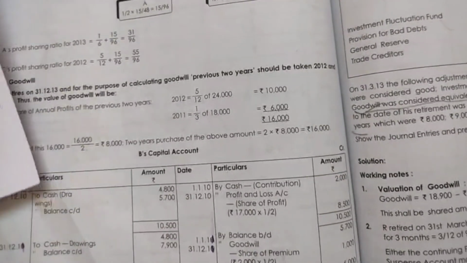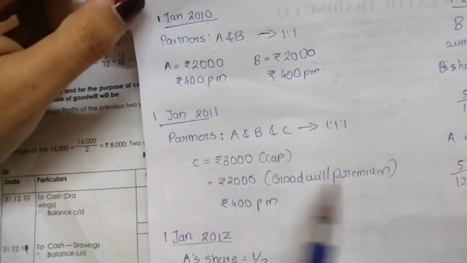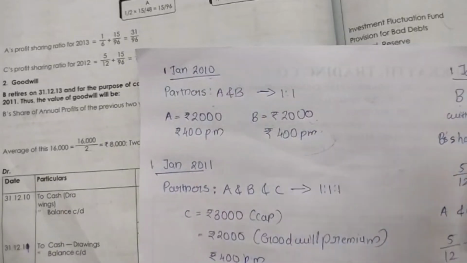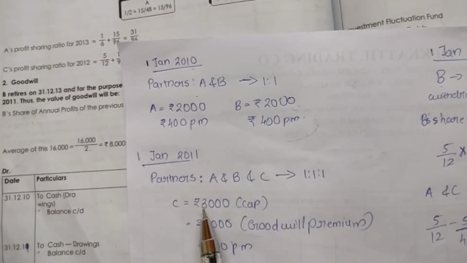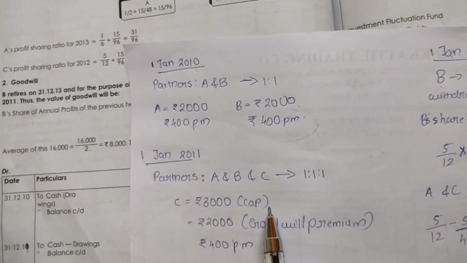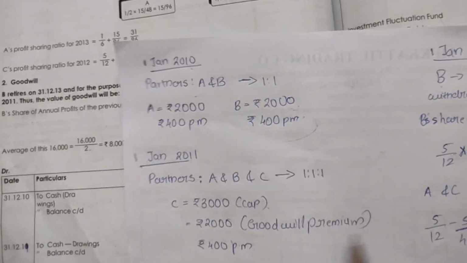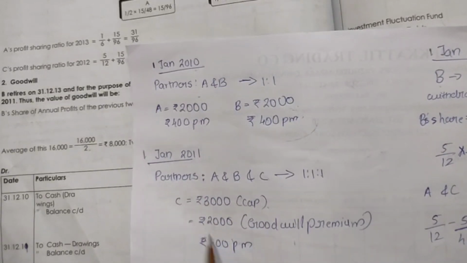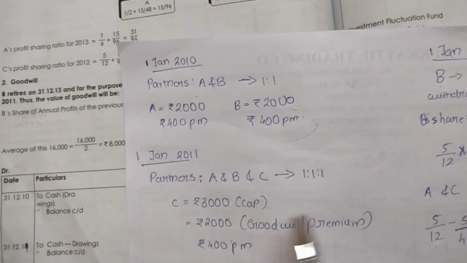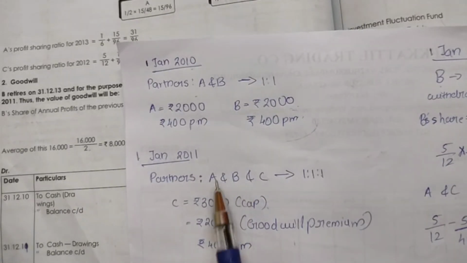So we got 5,700. Then what we have to do, we can see here we have already written the facts and figures from the question. 2010 over, now 2011 came, and in 2011 a new partner came and he contributed 3,000 as his capital and 2,000 as his goodwill premium. So what we used to do with this 2,000, we have already learned in the admission of a partner: when the new partner brings a goodwill premium, that will be shared among the old partners, or the existing partners, in their old profit sharing ratio. So this 2,000 has to be shared among B and A, right?